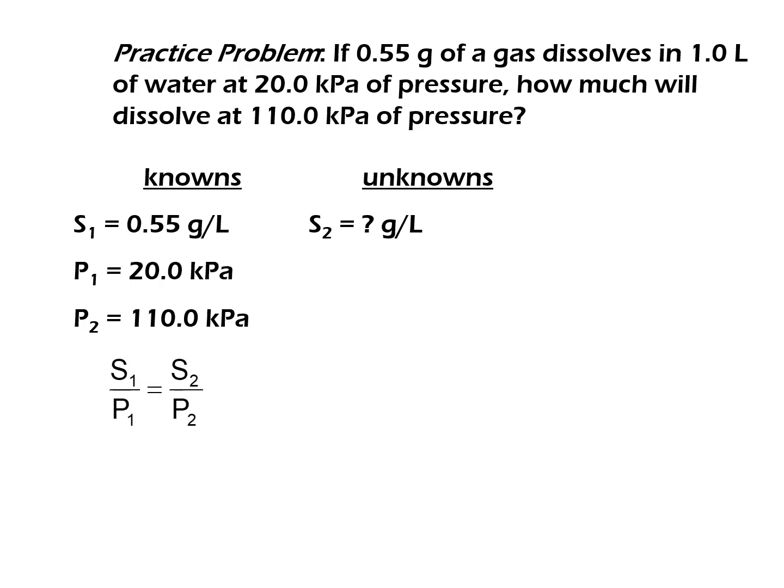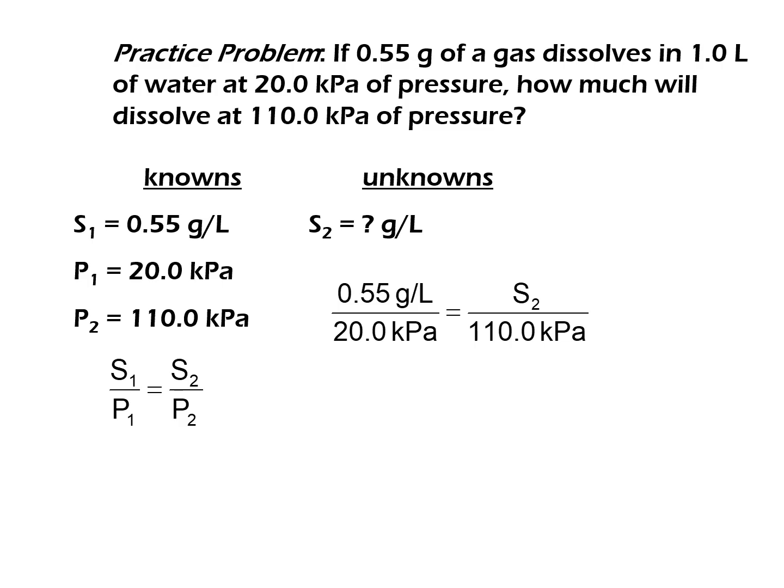So we're going to set up our equation. Our equation is Henry's law, S1 over P1 equals S2 over P2. And now we're just going to substitute in the numbers. So what's S1? It's 0.55. What's P1? It's 20. What's S2? I don't know. What's P2? 110.